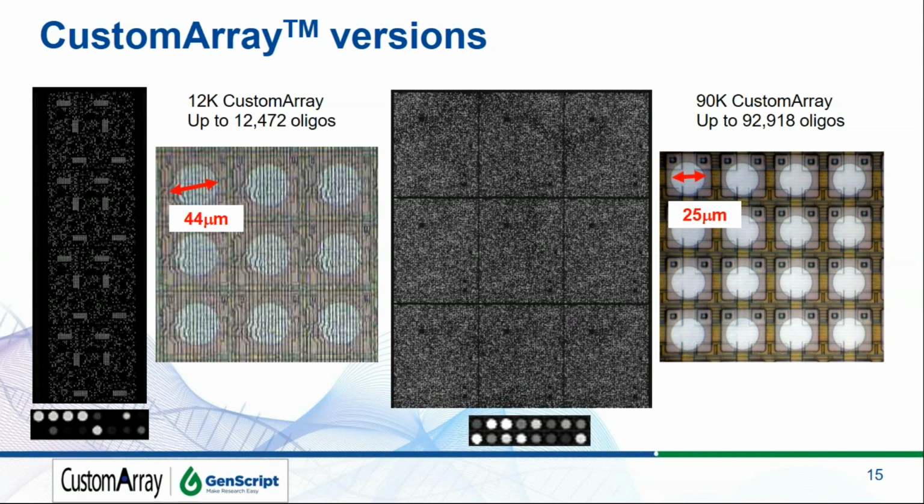This is our 12K chip on the left, and you have a blow up of what the surface of that 12K chip looks like. The specific size of the electrodes of the 12K chip is 44 microns in diameter. And on the right side of the screen, you see the 90K chip. The 90K chip obviously has many more electrodes. We call these 12K and 90K. That's not the exact number of oligos that are available on each chip, but the actual number would not roll off the tongue very well. And then you also see a blow up of the 90K chip on the right. Those electrodes are smaller. They're 25 microns, but there are many, many more electrodes.